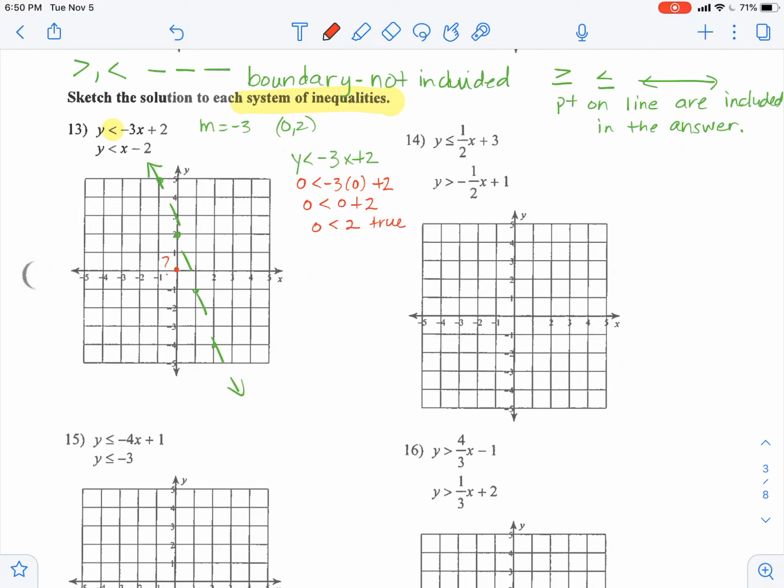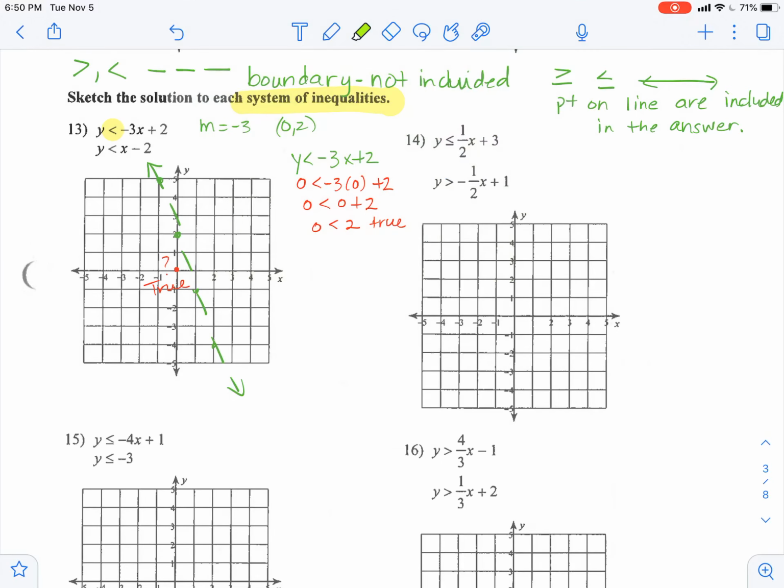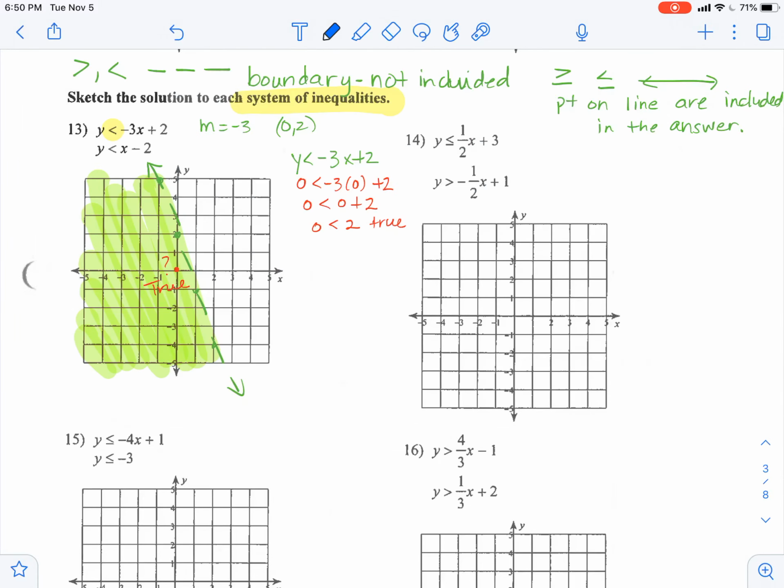What that means then is this is true, or yes. In other words, that side works. If it's false, it doesn't work. This is true and it works. And so then what I need to do is shade that side. So there is my shading. Now that's my first part. Now I'm going to go to my second part, or my second equation.